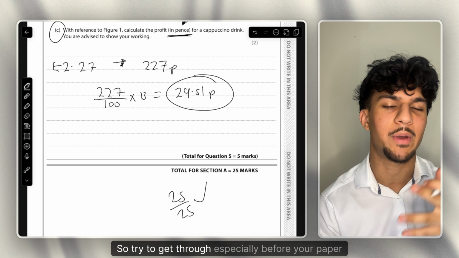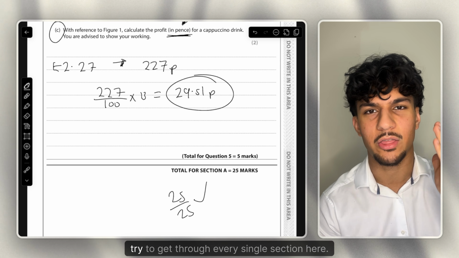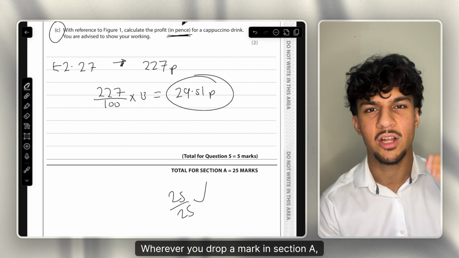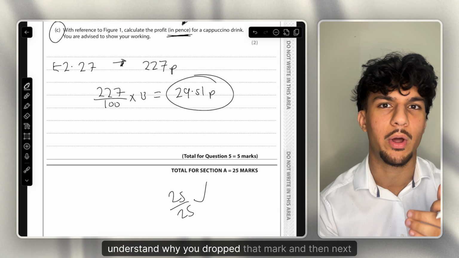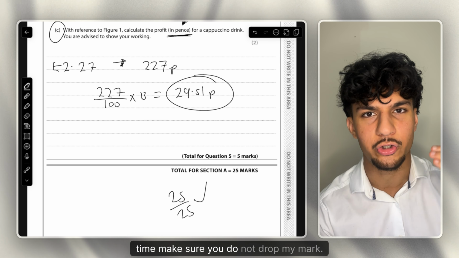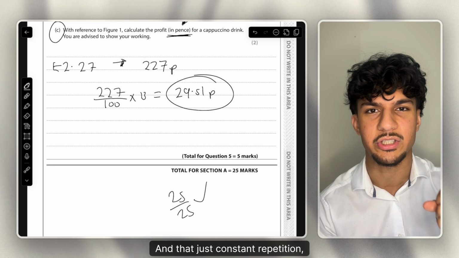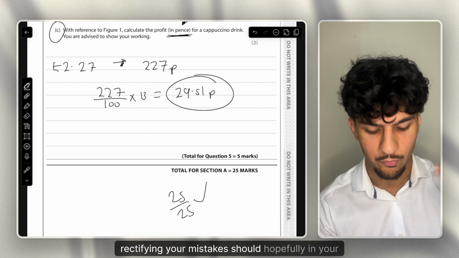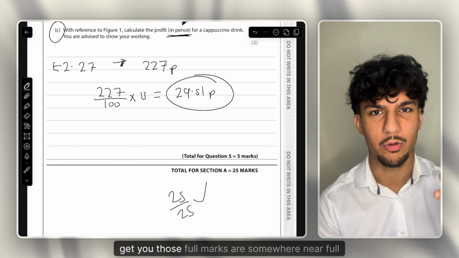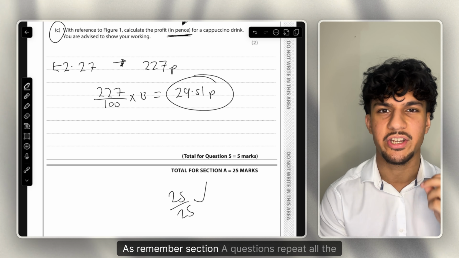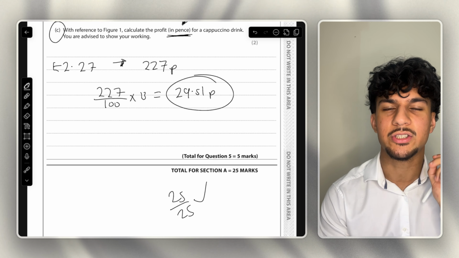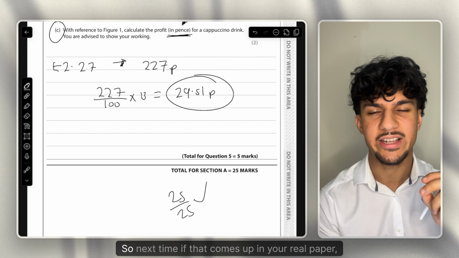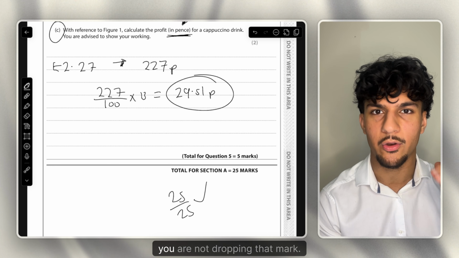Try to get through, especially before your paper 1 and paper 2, every single section A. Wherever you drop a mark in section A, try to analyse and understand why you dropped that mark, and then next time make sure you do not drop that mark. That constant cycle of rectifying your mistakes should hopefully, in your real exam, get you to full marks or somewhere near full marks. As you remember, section A questions repeat all the time, so if you drop a mark, make sure you understand why you dropped it. So next time, if that comes up in your real paper, you are not dropping that mark.